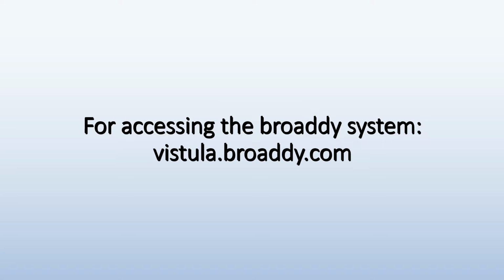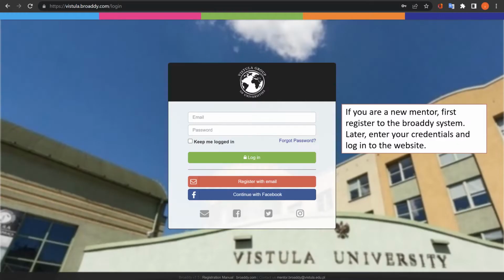First of all, you need to enter the Broaddy system website, which is vistula.broaddy.com. After that, you're welcomed by this page. This is our login page. If you are already a mentor, you just need to use your mail and password to log in. But if you are a new mentor, first register to the Broaddy system. Later, enter your credentials and log into the website.